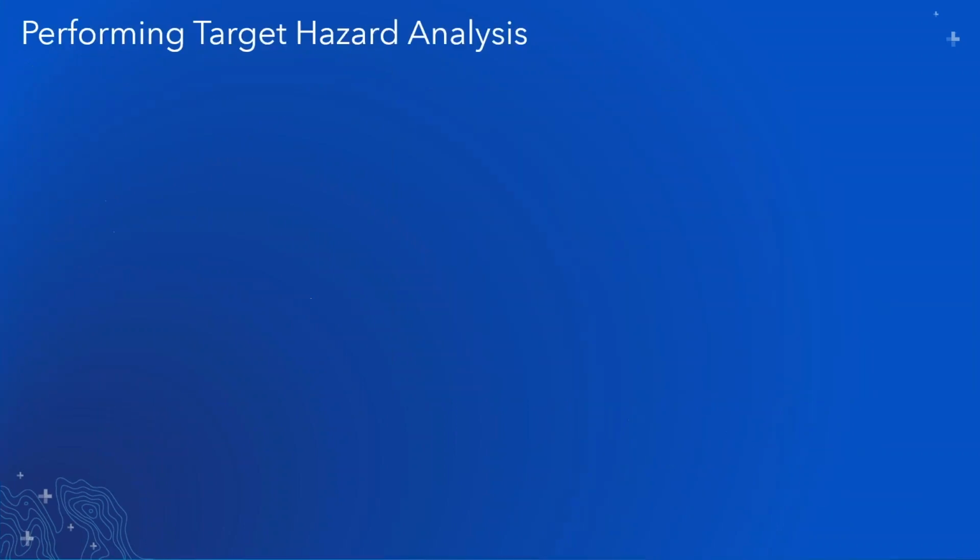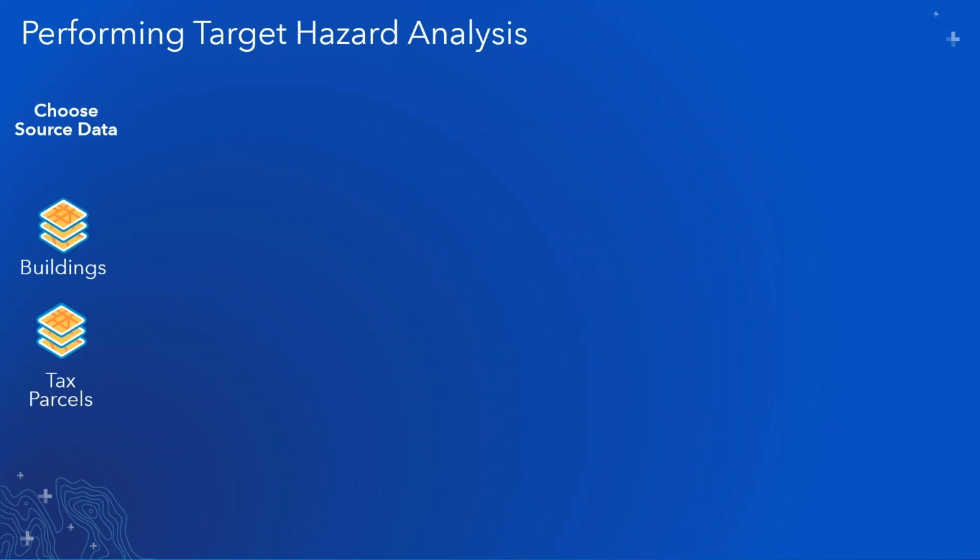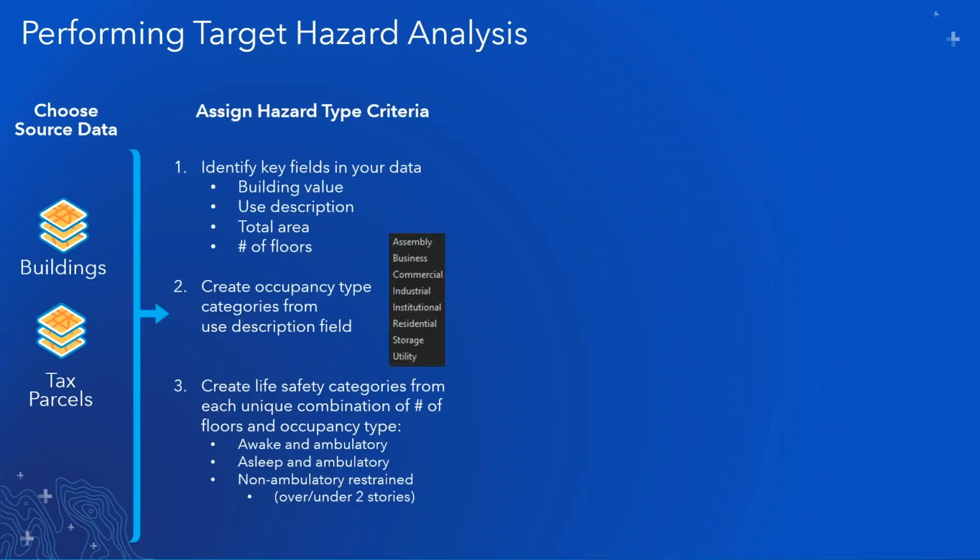When you perform the target hazard analysis, there's a couple of things you need to keep in mind. Again, as Mike mentioned, you need to get access to building data. If you can get access to building footprint data, that's the best part, and then potentially some tax parcel data. The key information that you're going to need in there to be able to do the assignment of the hazard type criteria are those 4 values there, those attributes.